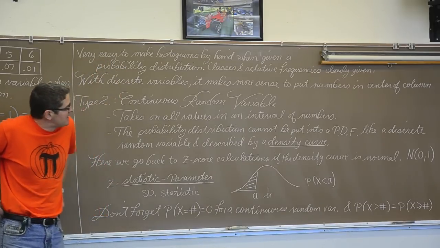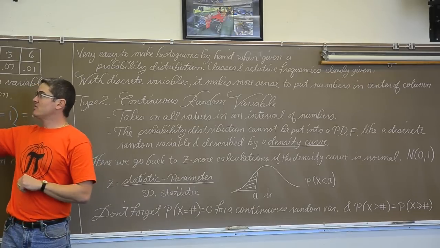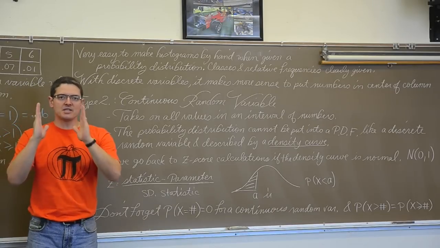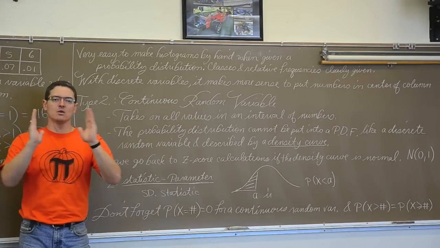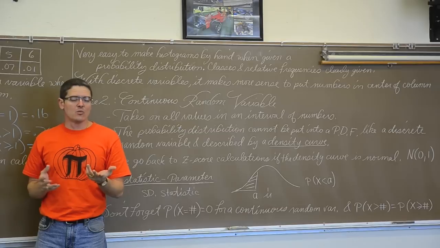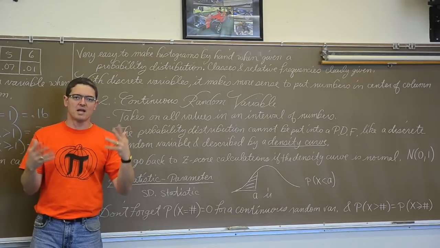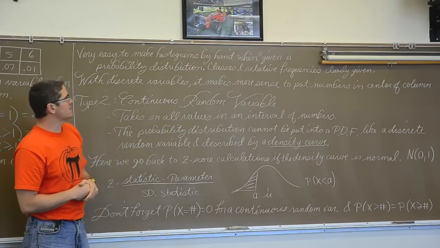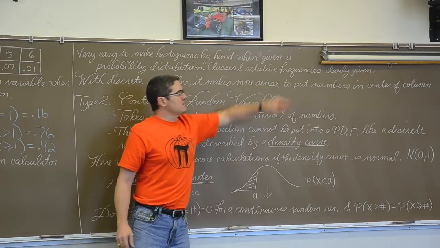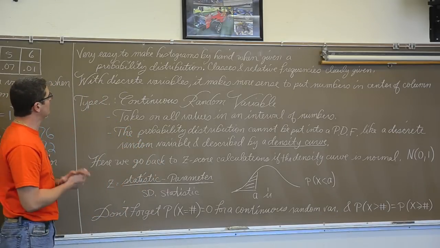Very easy to make histograms by hand when given a probability distribution, just like we saw with the numbers of TVs in a single household. Because they're telling you, here's your x value, 0, 1, 2, 3, very precise. And, hey, by the way, the probability of a 0 and the probability of a 1 and the probability of a 2 is blah, blah, blah. So when you're given such nice, clear information, if asked to make a histogram, please just make it by hand. Don't bother having a calculator do it for you.